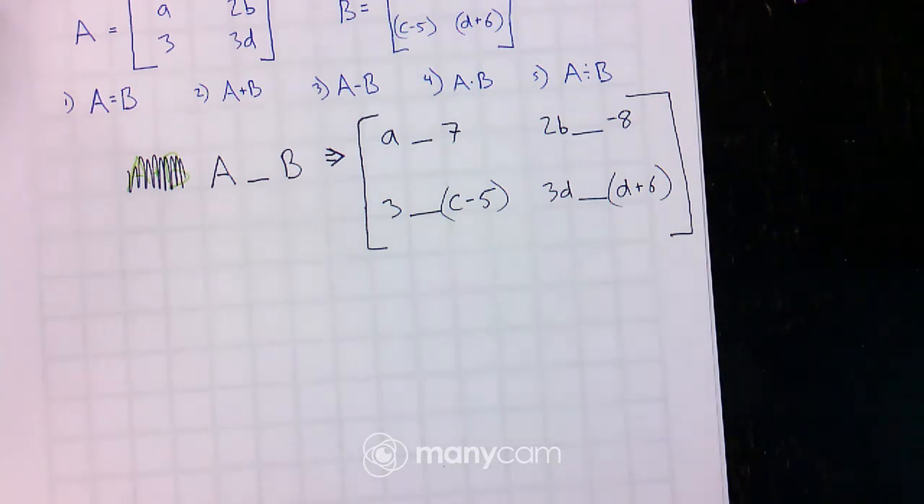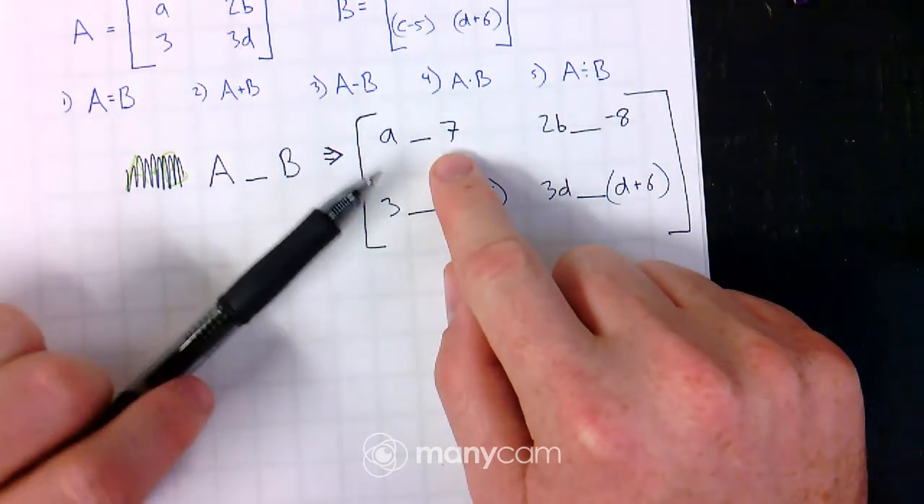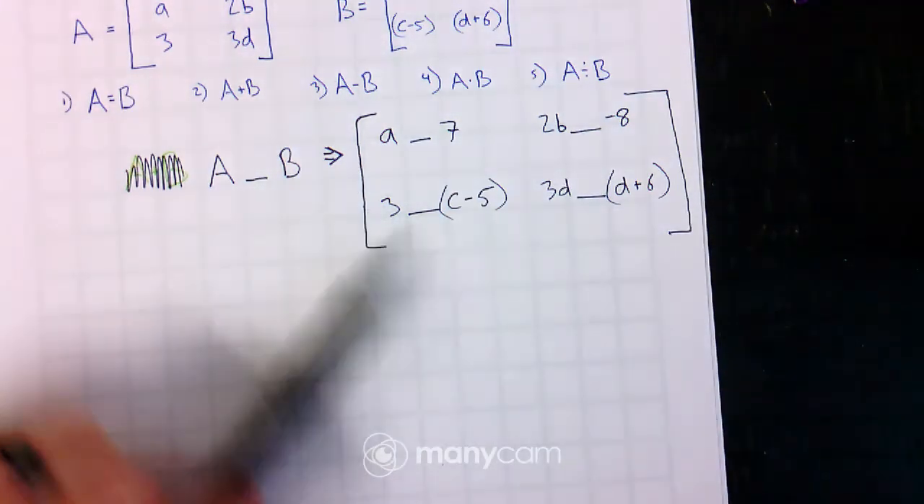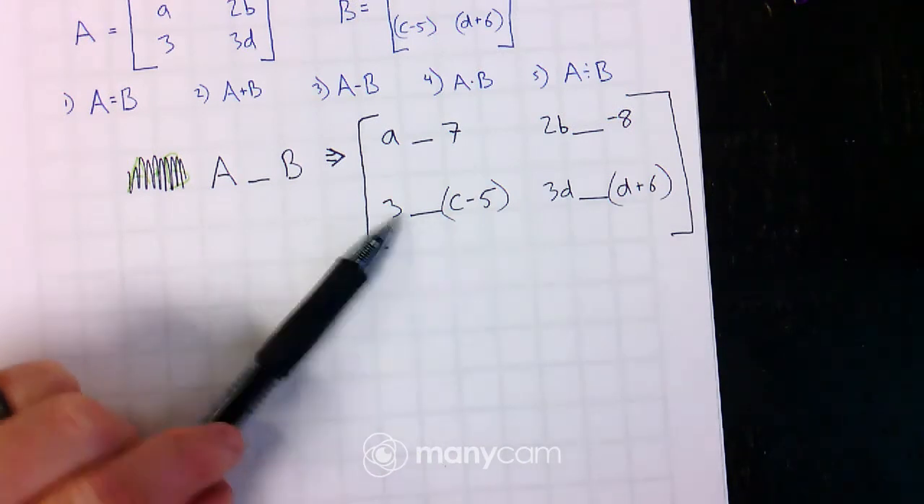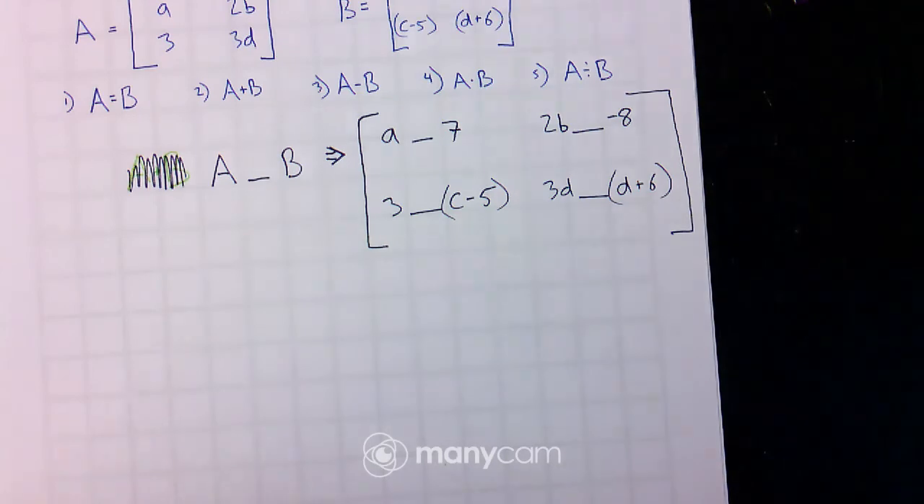Some of them will only be, like if I did plus, a plus 7 is as simple as I can get it. You can't simplify that, right? But if I did 3 plus c minus 5, I could simplify the 3 and the negative 5. Okay? So let me show you what that looks like.